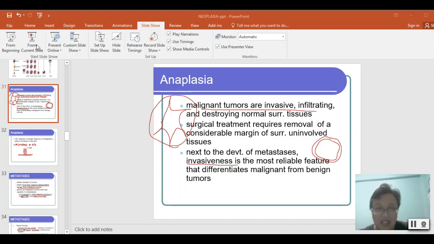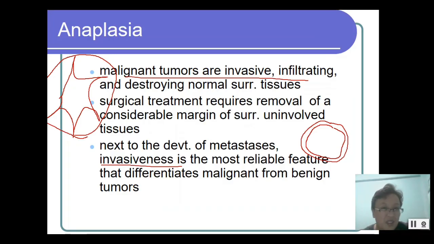Good evening class. This is evening because I'm doing the lecture during the night. So, let's start from the current slide. Last meeting, we ended up in this slide and we talked about anaplasia.